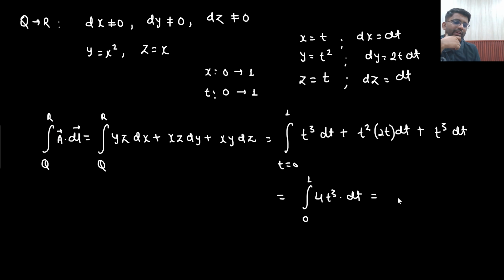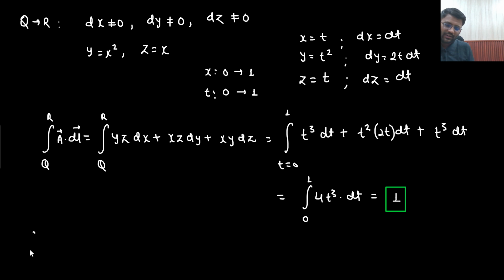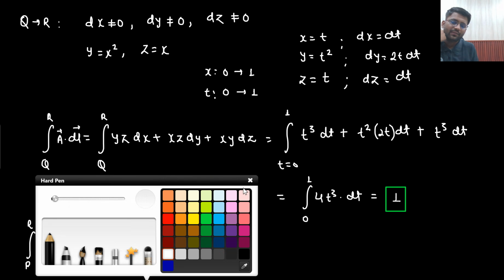Right? So if you solve it, what answer do you get here? T cube by 4, this answer will come out to be 1. So what answers have we got? 1, minus 1 and 0. Now we simply need to add all of them, as I move from P to R, A dot dl. First I was getting 0, then 1, and then minus 1. The final answer is 0 only. That's it. This is the final answer.